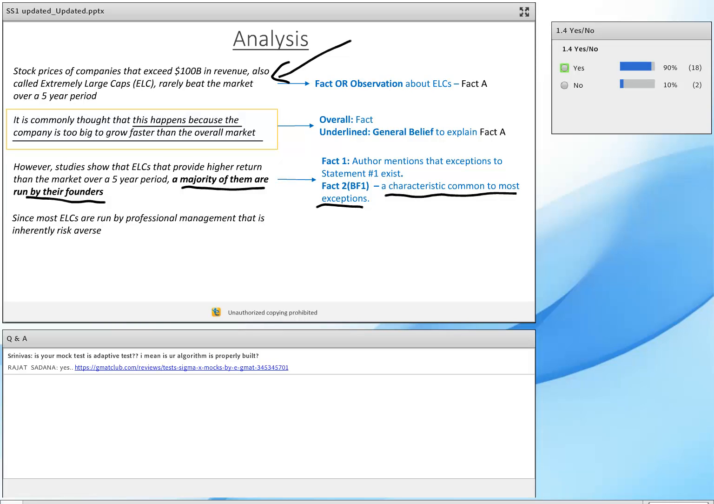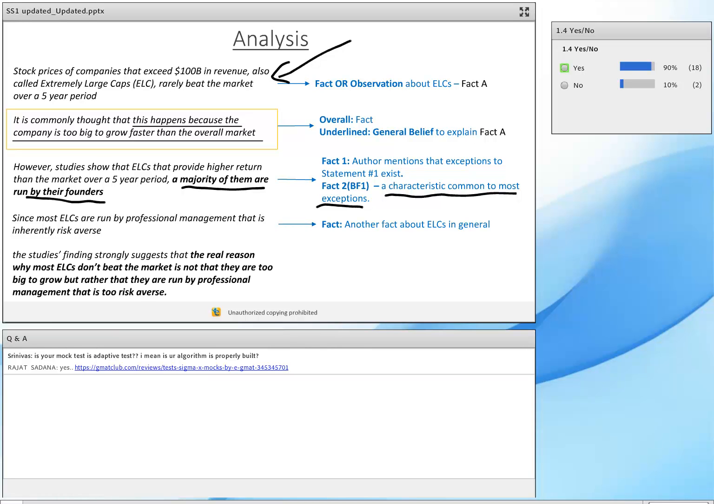Then the author says, since most ELCs are run by professional management that is inherently risk averse. Now there's another data point about ELCs that you found out, that prior to this you did not know: that most ELCs were run by professional management, or that professional management was inherently risk averse. The study's findings strongly suggest that the real reason why most ELCs don't beat the market is not that they're too big to grow, but rather that they're run by professional management that is too risk averse.